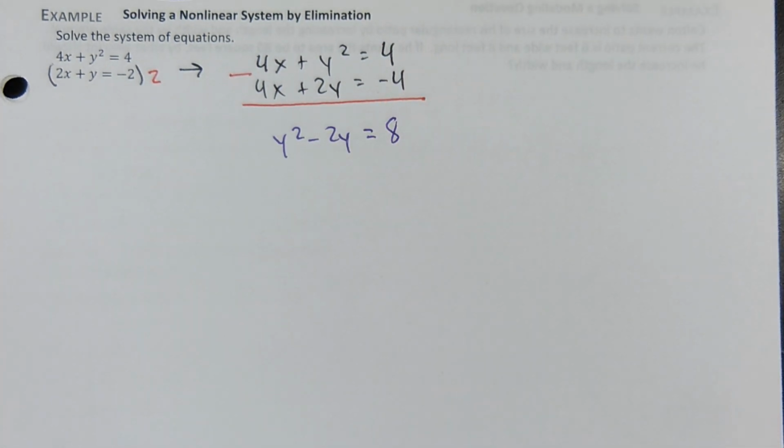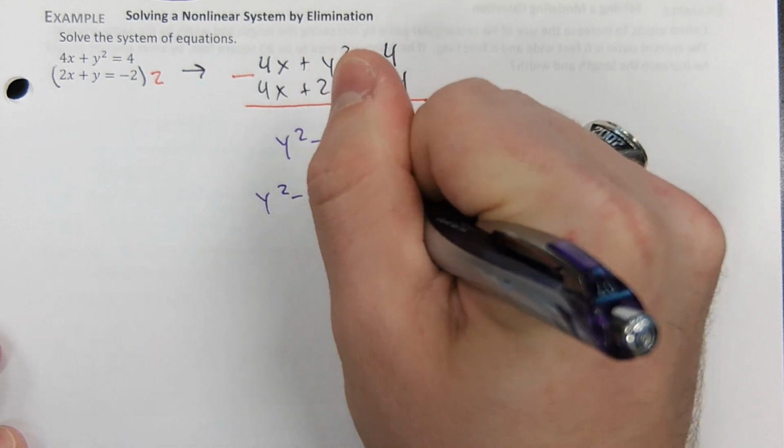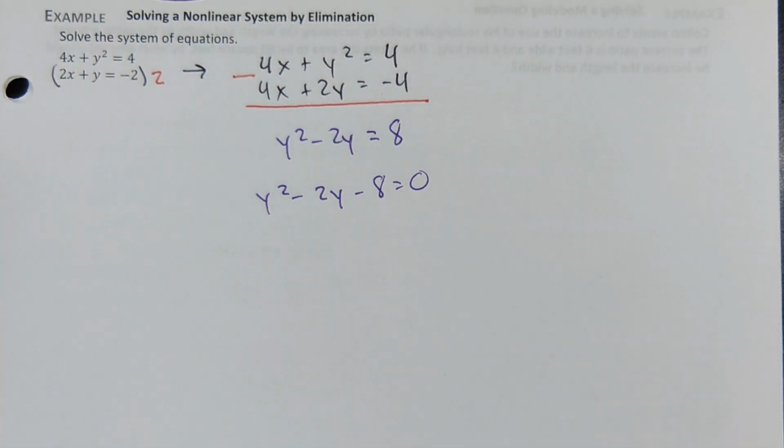Here I have another quadratic. Get it all to one side and solve. That means I'm going to need to subtract 8 from both sides. And just like last time, we have a quadratic in terms of y. So will you always have a quadratic in terms of y? No. It's just how it happened. Sometimes you'll have quadratics in terms of x.